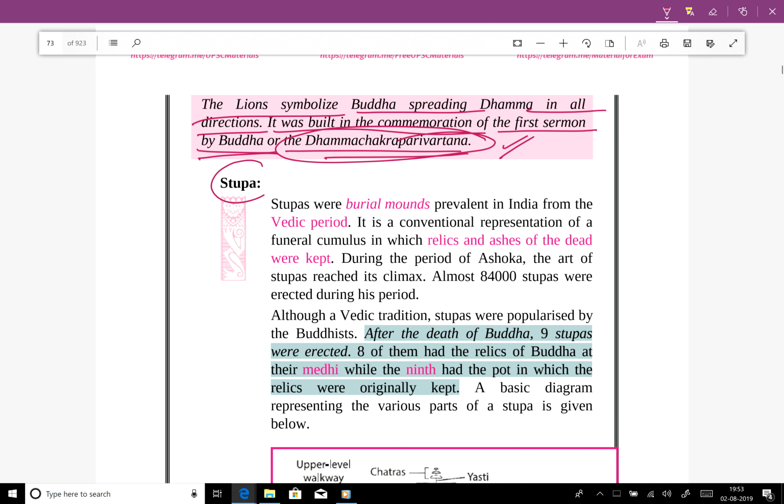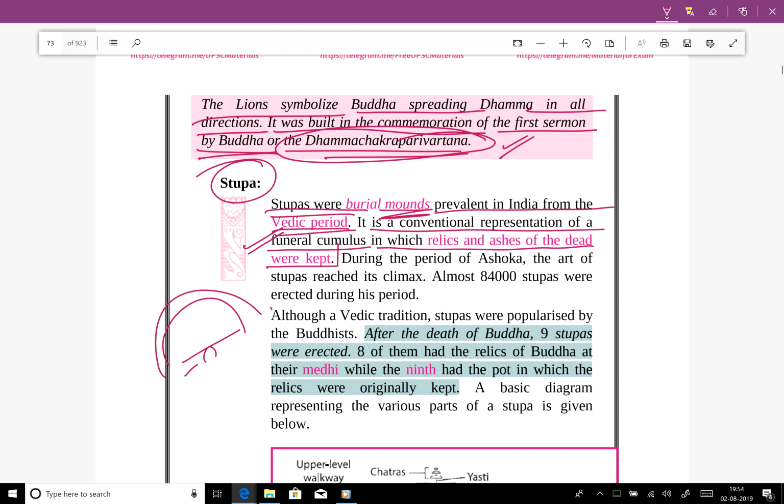The Stupa. Stupas were burial mounds prevalent in India from the Vedic period. It is a conventional representation of a funeral tumulus in which the relics and ashes of the dead were kept. See, this is the stupa, under which the relics and the ashes of the dead were kept. So a stupa is like a burial mound.